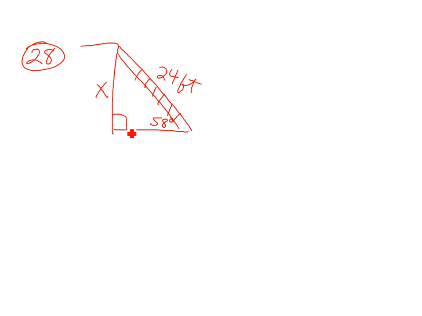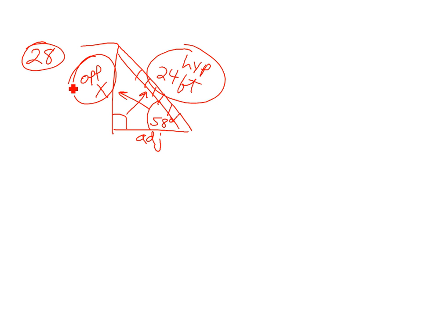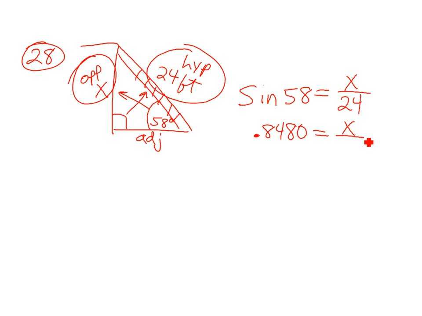So SOHCAHTOA, sine, cosine, tangent. We label our triangle. That's going to be your opposite leg. That's your hypotenuse. This is your adjacent leg. Those are the two we care about, opposite and hypotenuse. So we're going to do sine, the SO part: sine 58 equals x over 24. Take your calculator, find the sine of 58. Get 0.8480 equals x over 24.